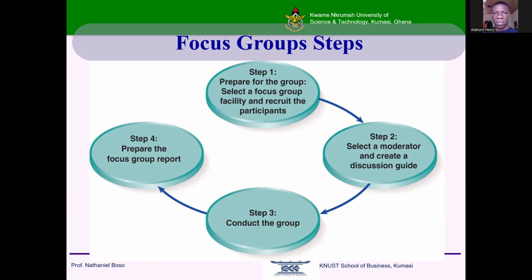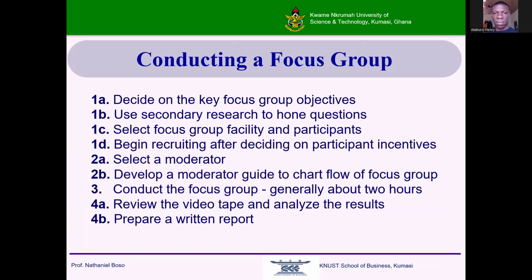So obviously the third step is to conduct the group. Once you have prepared the facility and those who are going to be members of the focus group discussion and the moderator for the focus group, you carry out the focus group, and then you prepare the focus group report based on the discussions, what came from the discussions. So this is just a breakdown of those steps.